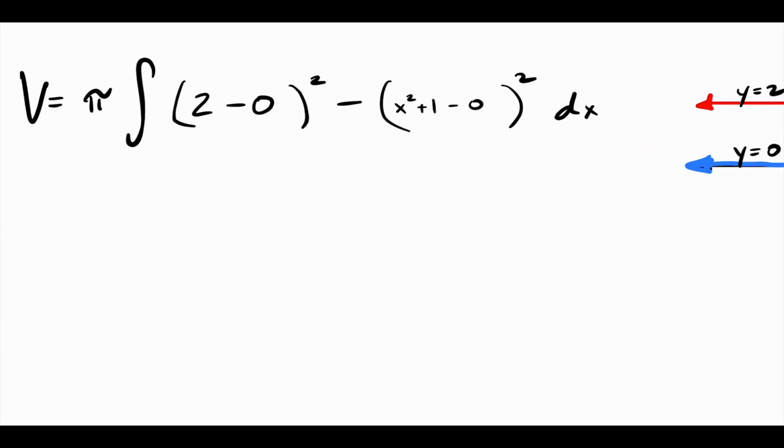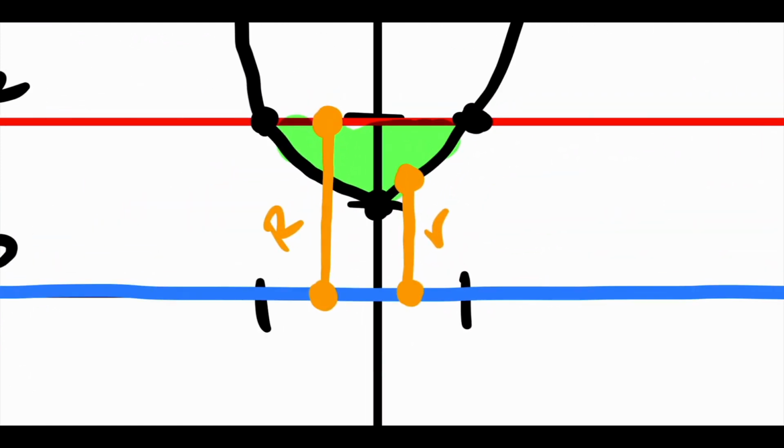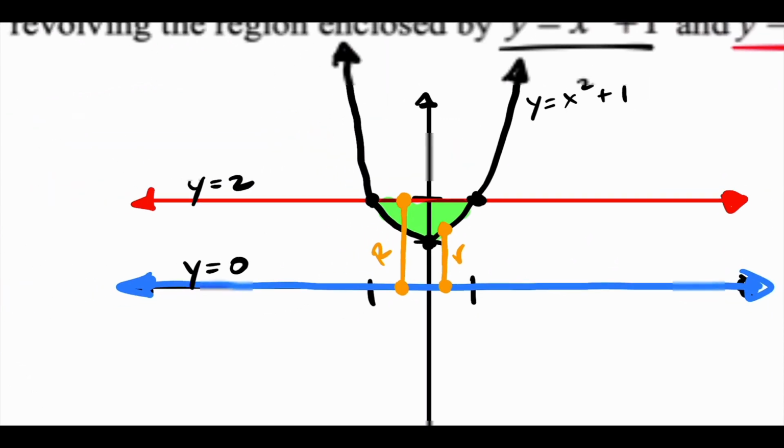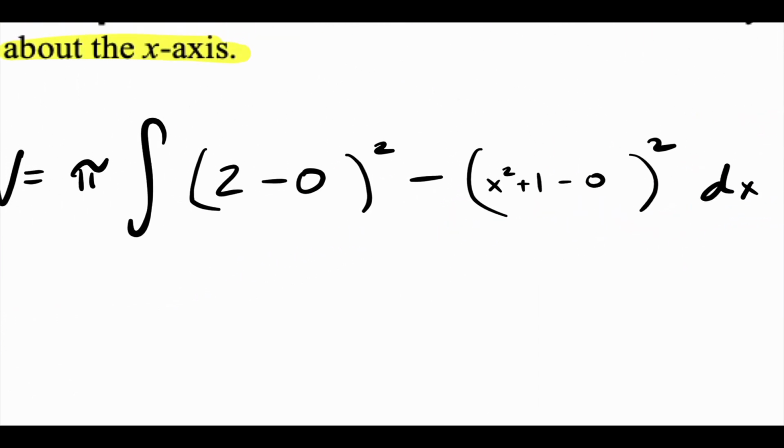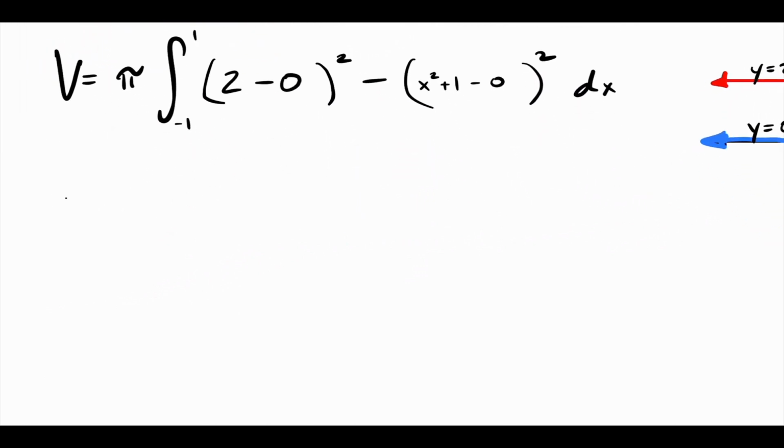One more thing, the bounds. Well, it's dx, so our bounds are from left to right. What are the bounds of the object created, this green stuff? Well, we got a dot here and a dot here. Looks like where the red and the black cross. X equals 1. X equals negative 1. Okay.